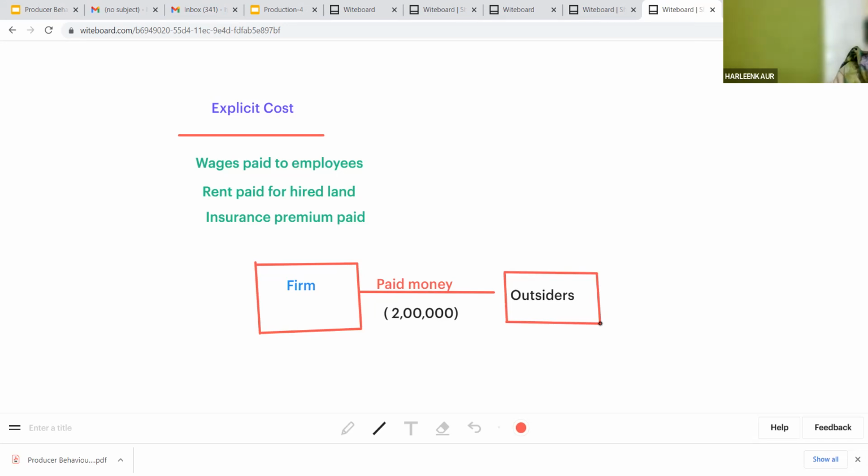Is there any doubt in explicit cost? No, ma'am. No doubt.